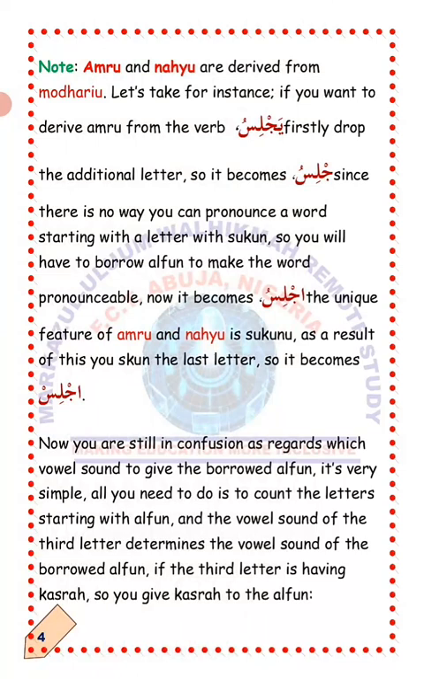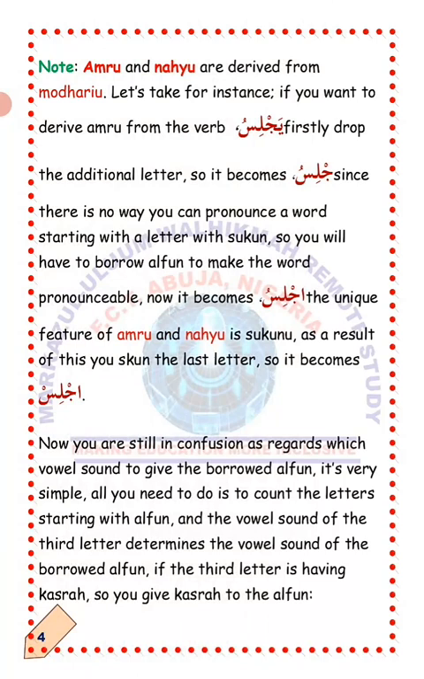Remember I told us in the previous lessons that if the third letter is carrying fataha, give the alif kasra. If it is kasra, give the alif kasra. If it is dhamma, give the alif dhamma. So now you give kasra in 2 places, if the third letter is carrying fataha or kasra, and you give dhamma in 1 place, if the third letter is carrying dhamma. So that's how you go about it. Very simple. Make sure you master it.